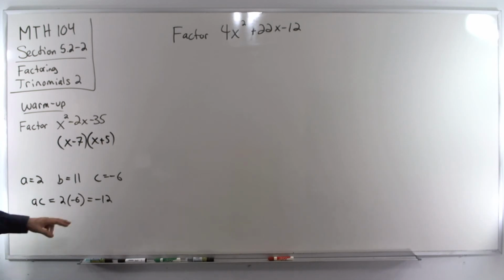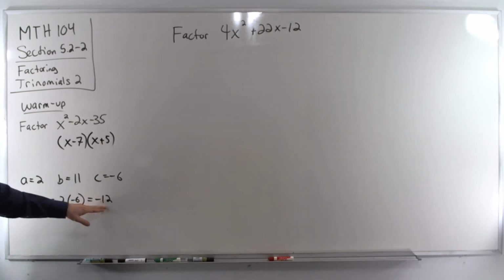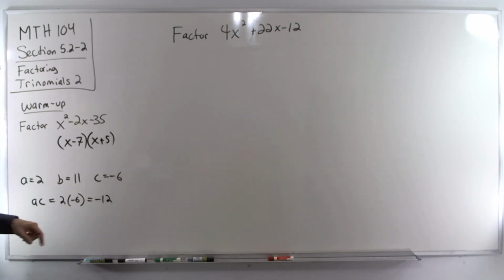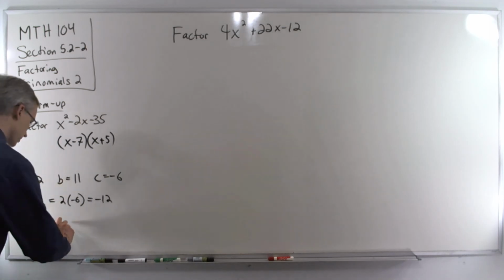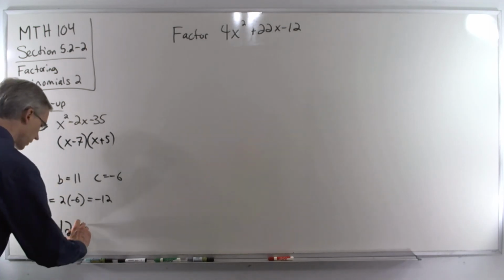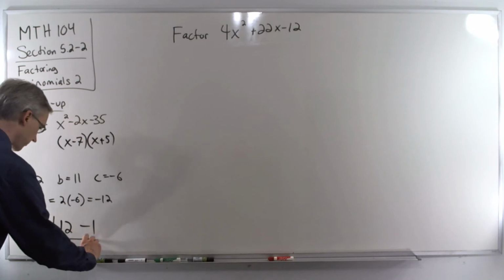Now here we need two numbers to multiply to get negative 12, add to get 11. This is negative, so one number will be positive and one will be negative. And since this is positive, the bigger number has to be positive. So those two numbers are 12 and negative 1.